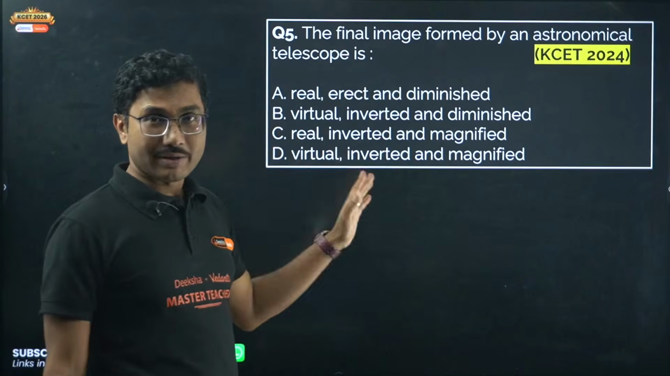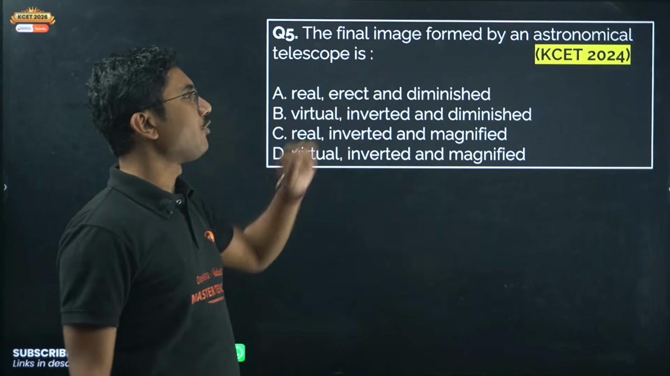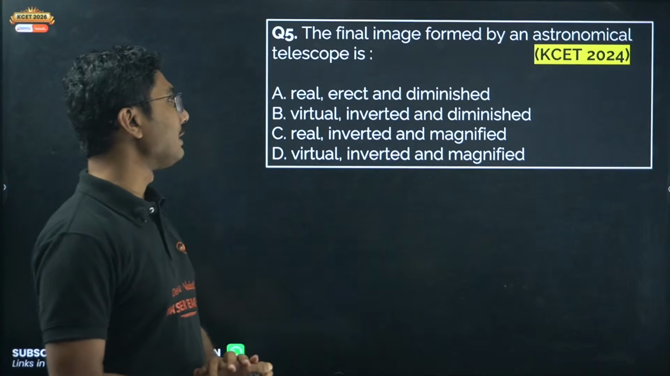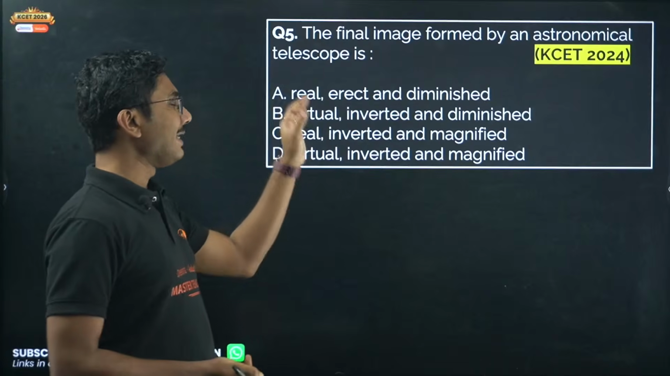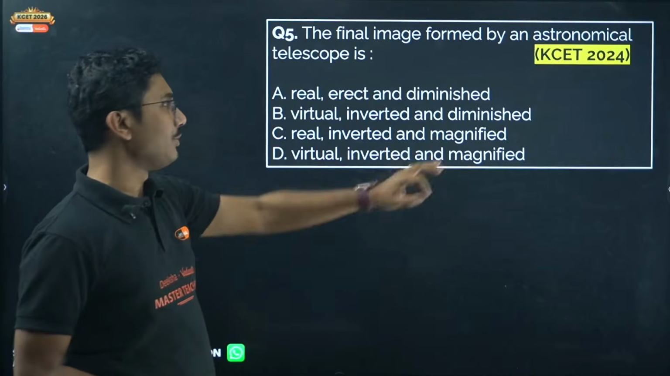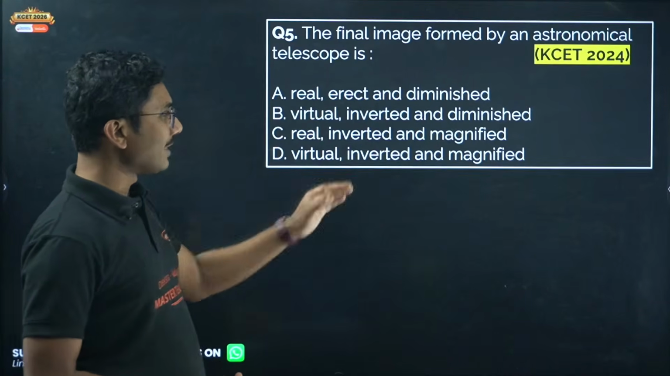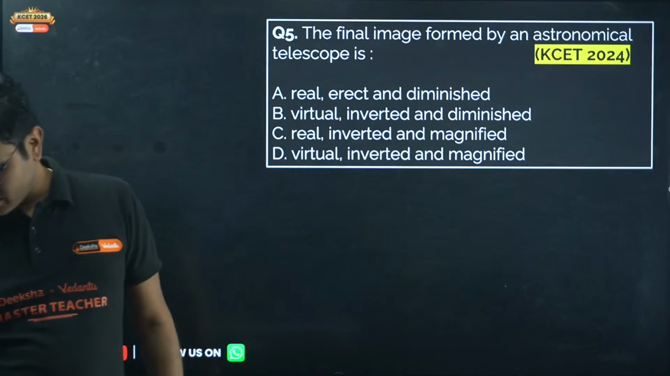So 4 questions came from ray optics in 2025. The final image formed by an astronomical telescope is: real, erect and diminished; virtual, inverted and diminished; real, inverted and magnified; virtual, inverted and magnified. Let's see who can answer.